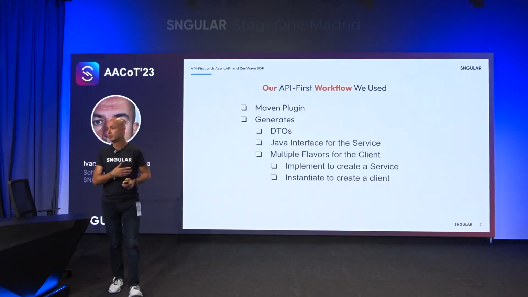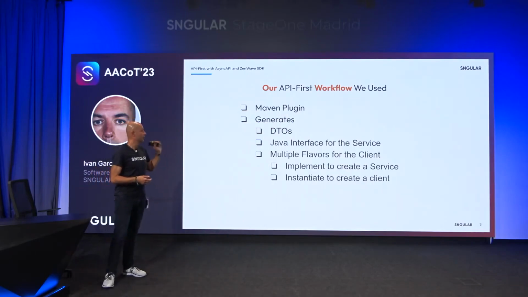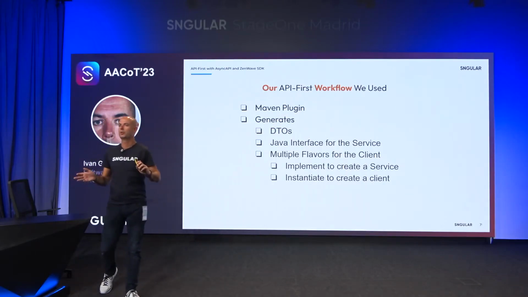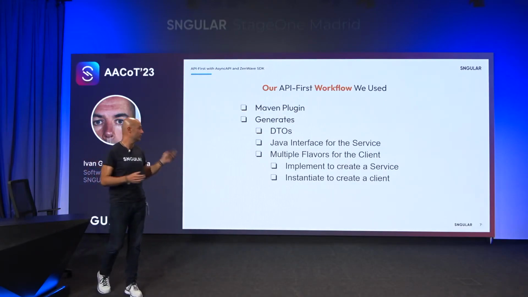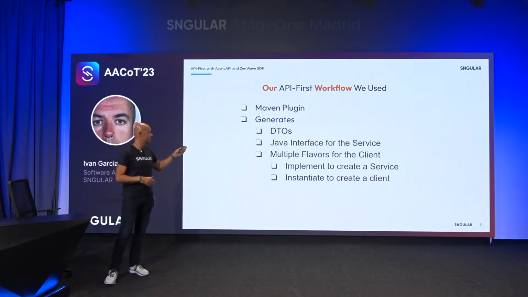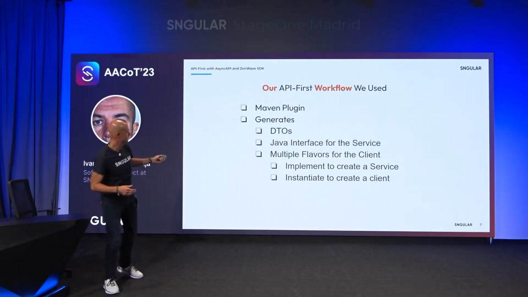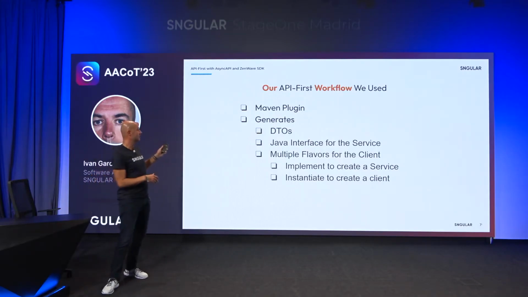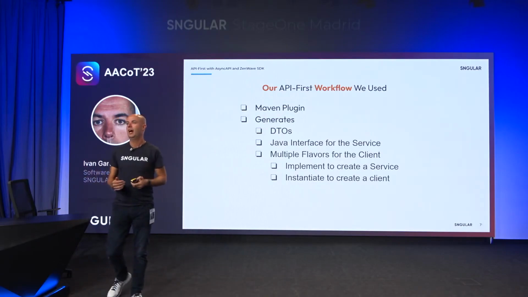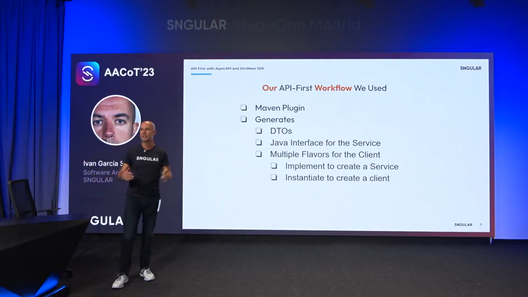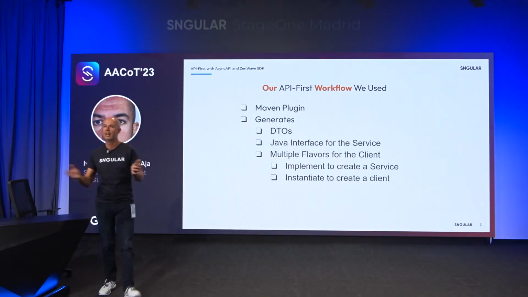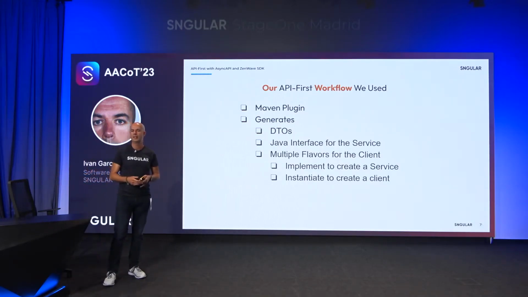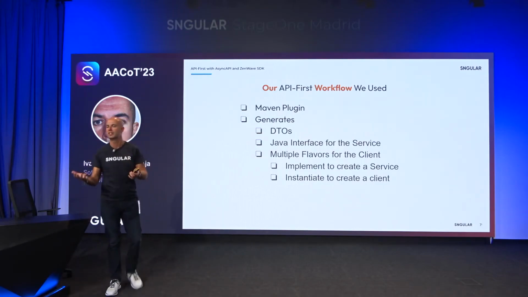Okay, this is the workflow that we used. We use a Maven plugin, but we could live with a CLI or any other tool. And that Maven plugin from OpenAPI generator generated for us some DTOs and a Java interface for the service. And if you are building a server, that interface will be annotated with some annotations for Spring MVC. And if you implement that interface, you are building a server.